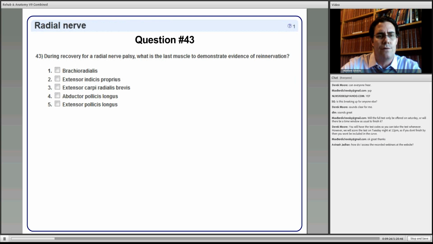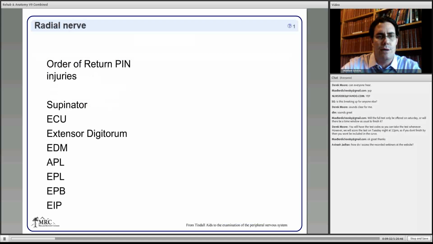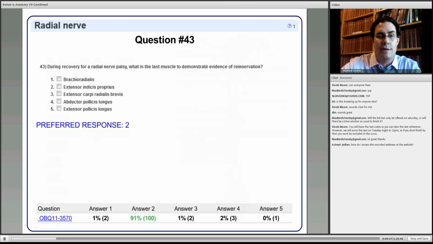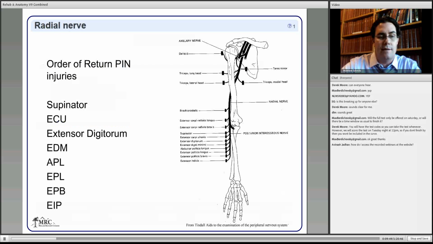During recovery for a radial nerve palsy, what is the last muscle to demonstrate evidence of reinnervation? This is a question that comes up routinely on testing purposes, and it's the order of return of either radial nerve palsies or PIN nerve palsies. And I think it's important to remember some of the relationships between these. Number one, remember that the PIN obviously is a branch of the radial nerve, and so the most distally innervated is going to be the last to return.